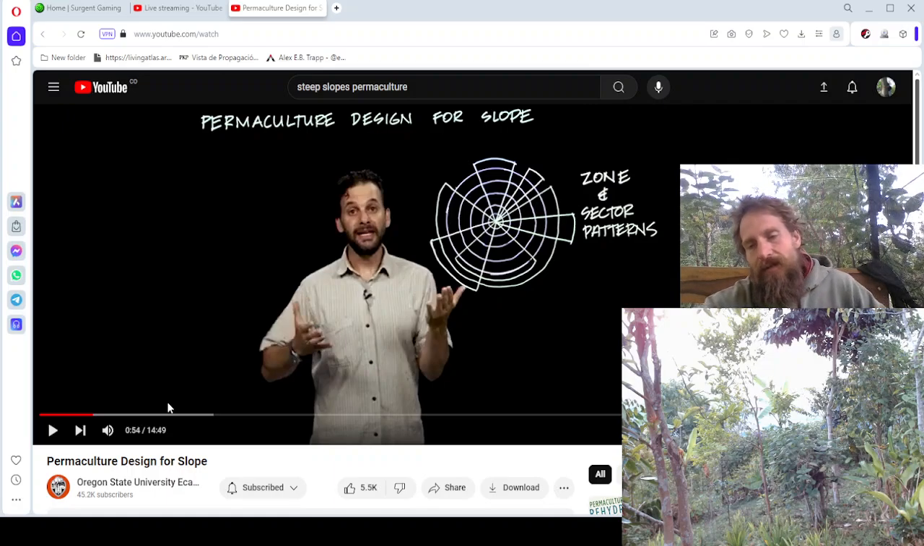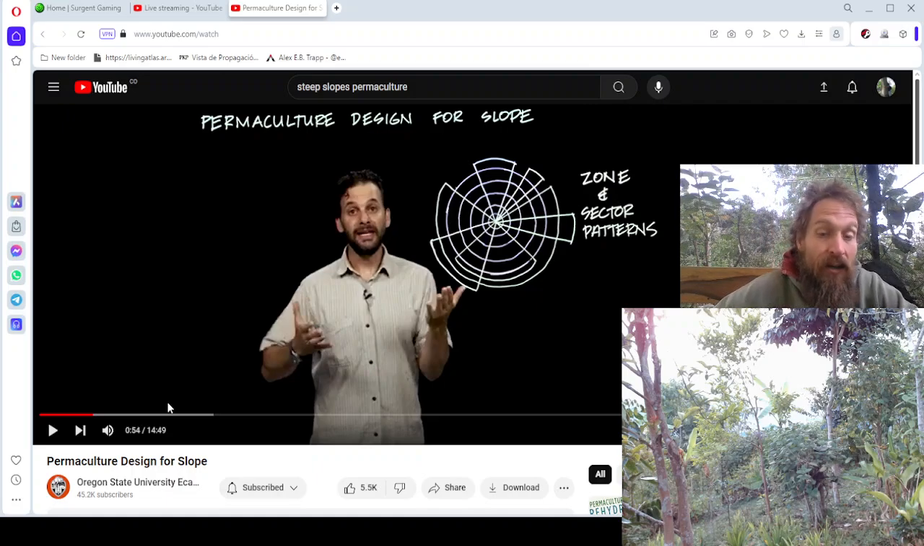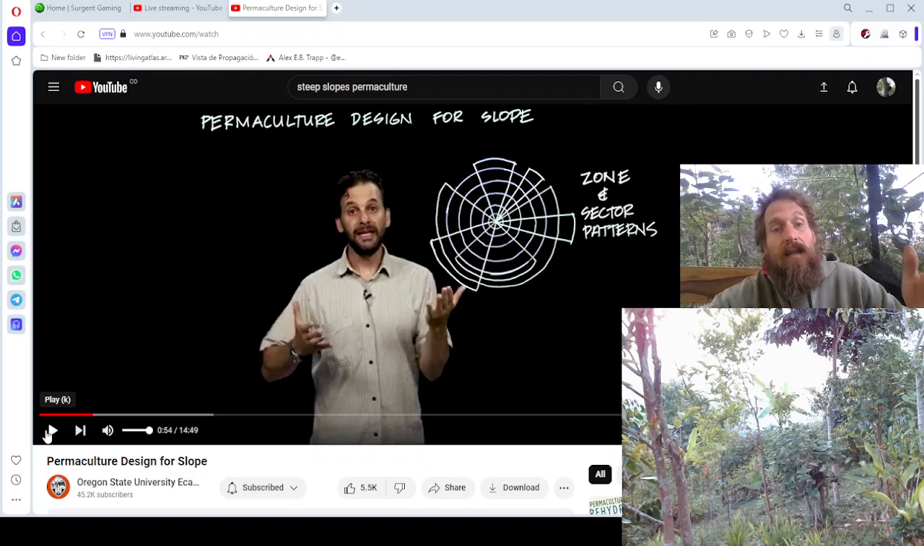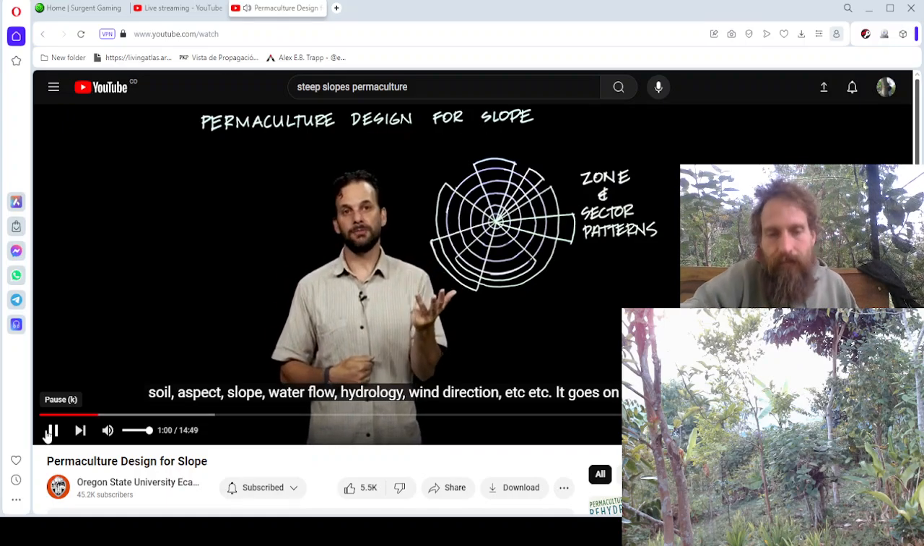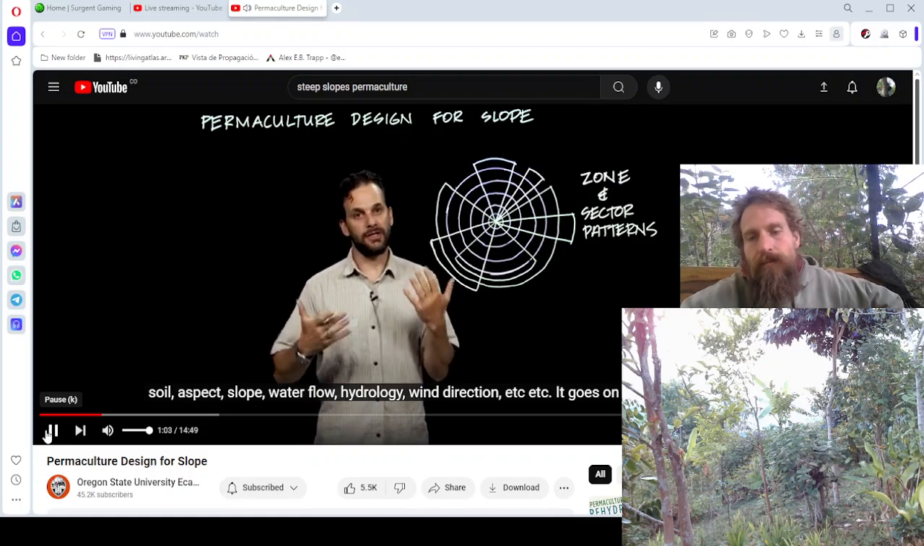And as we get into this concept of Stardew Valley in real life, we're going to see that these infinite variations are going to give us opportunities, also challenges. But permaculture recognizes this, right? These conceptual circles are just that, they're conceptual. You have to apply these templates and strategies in real life on real land with varying characteristics. And one of those is slope. Each site has unique variations of climate, microclimate, soil, aspect, slope, water flow, hydrology, wind direction, et cetera, et cetera. It goes on and on.